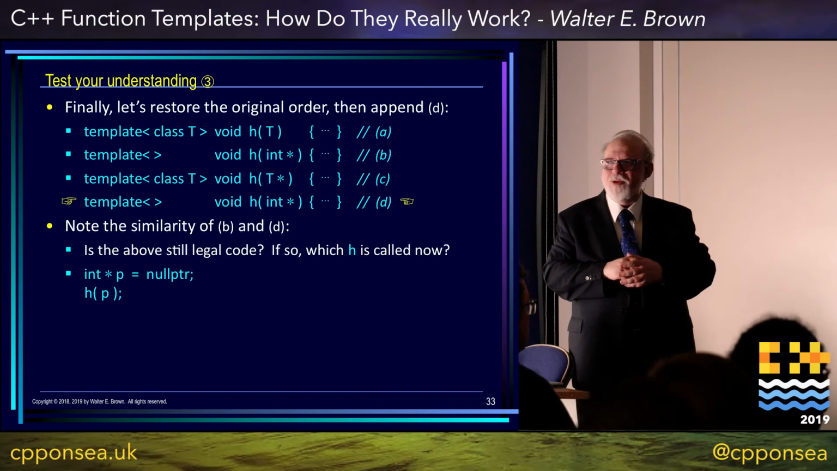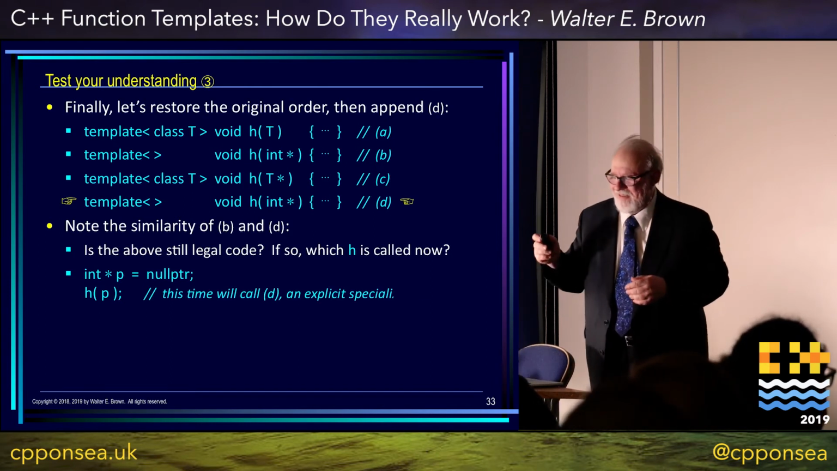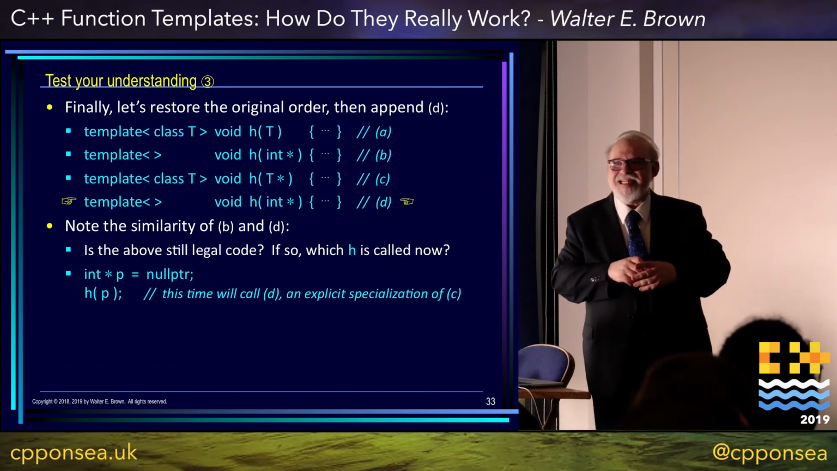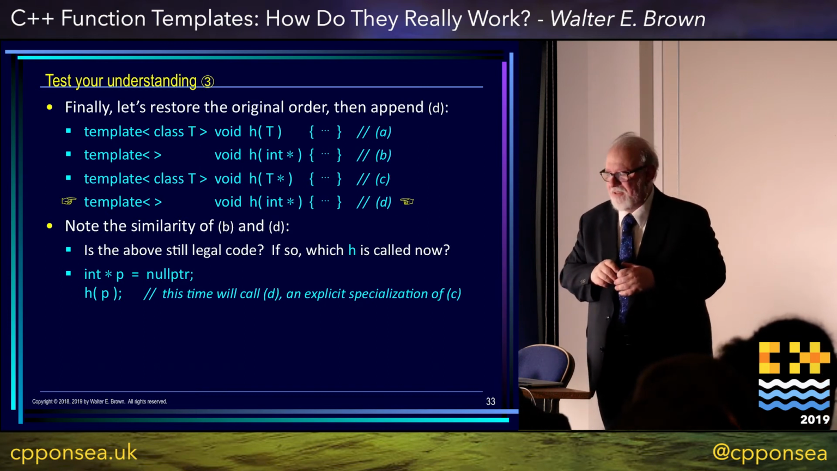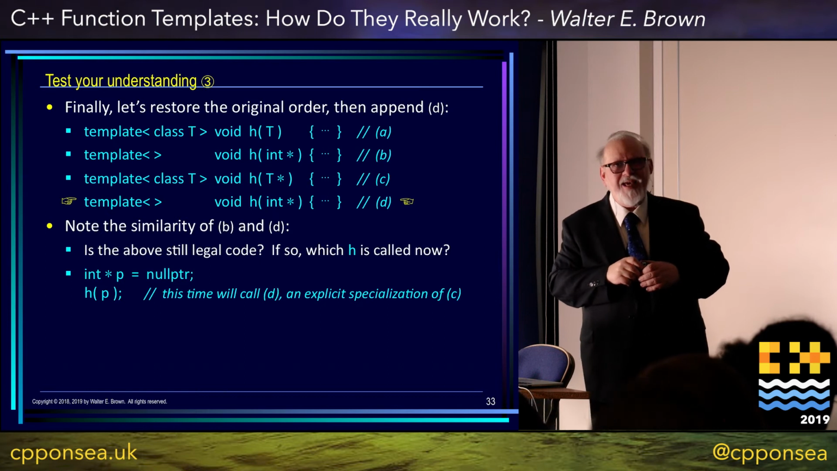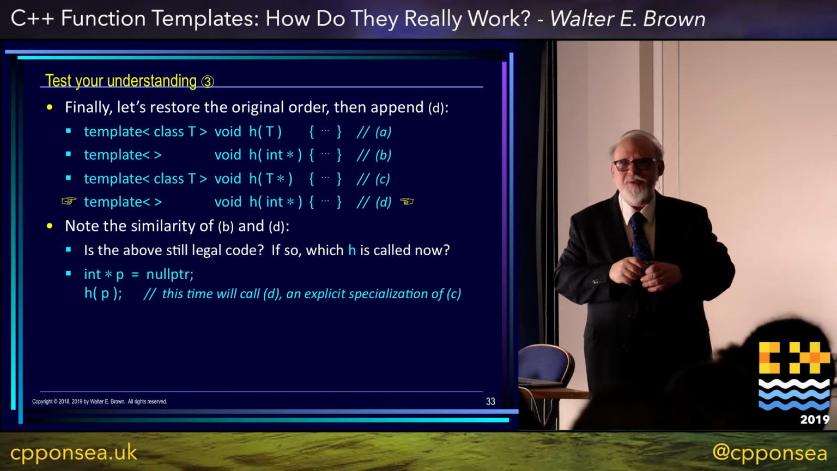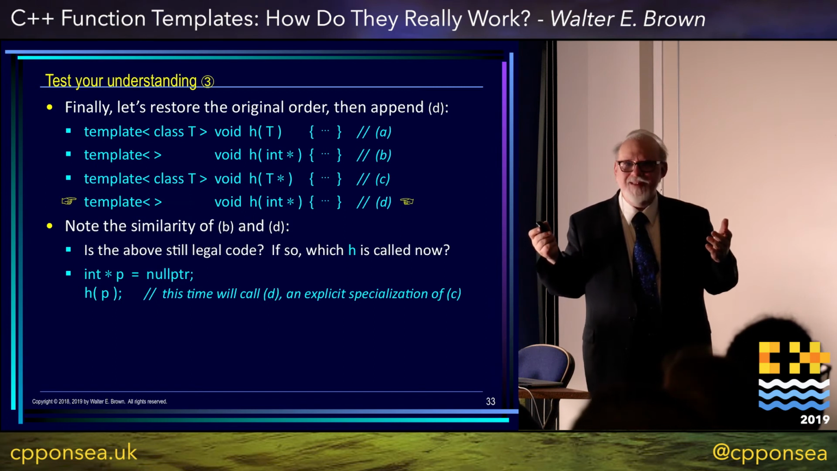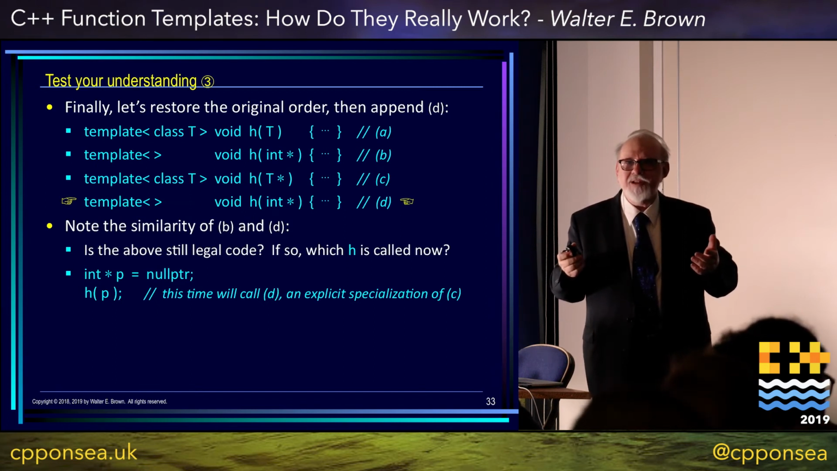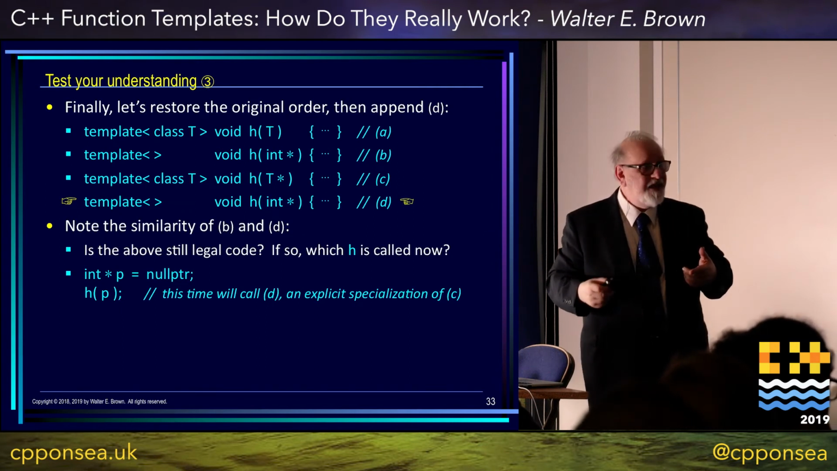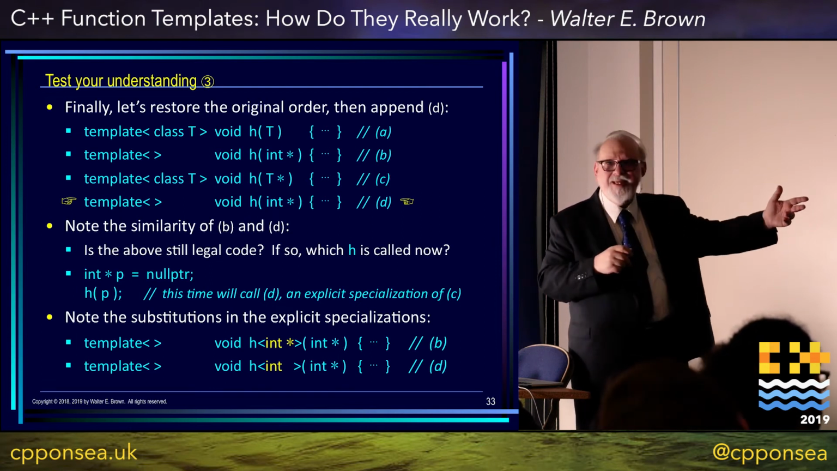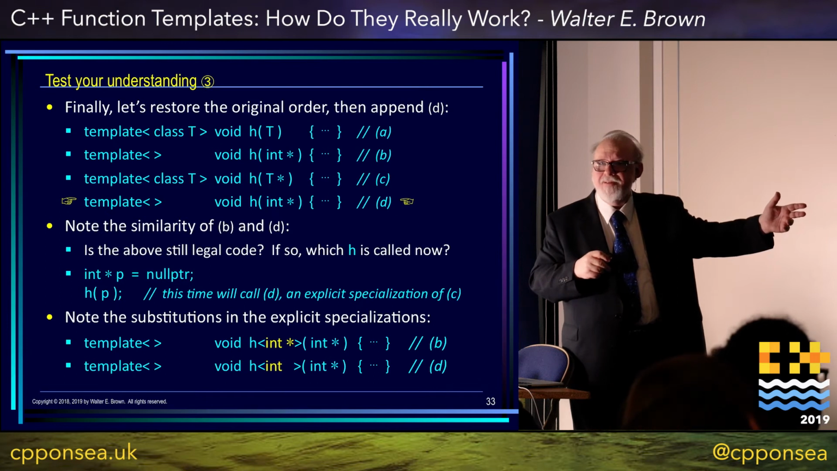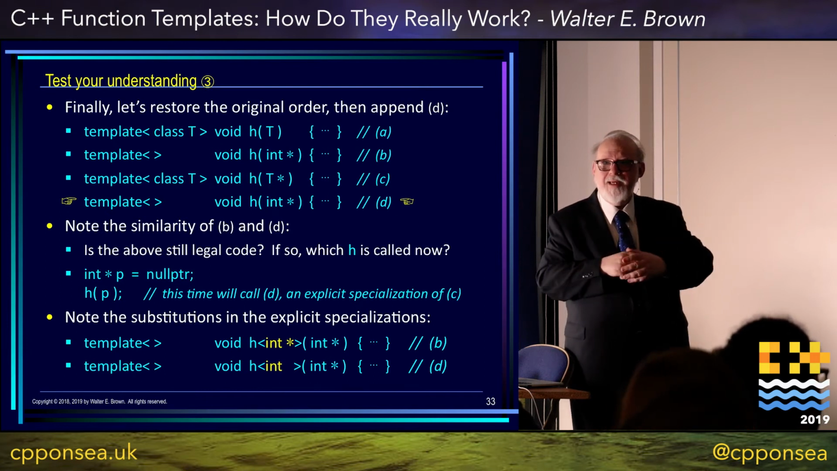Everybody got an answer or a guess? This time it's going to call D. D as in dog. Because D is now a specialization of C in the same way that B is a specialization of A. All right? B has to be a specialization of A. There's no other choice. D does have a choice, but for the reasons we explored previously. So here I've rewritten B and D with the substitution made explicit. Okay? Does that help? Good. I'm glad.